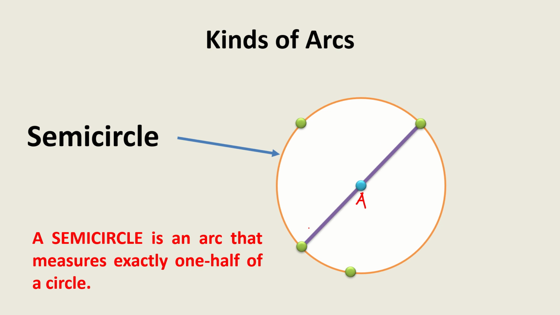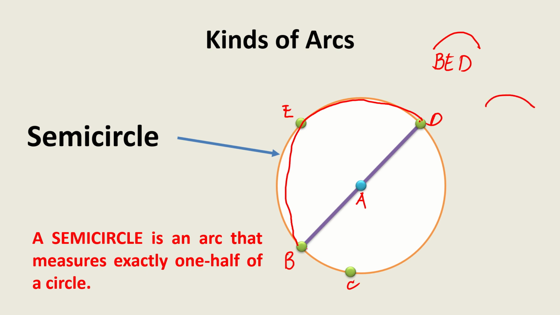So, that means, kung ito ay si point B, point C, point D, at point E, kapag kinuha natin si arc from point B, point B, E, D, so that is arc B, E, D, and yung arc, yung kabaliktaran, B, C, D. Those two are semicircle. Paano siya naging semicircle?